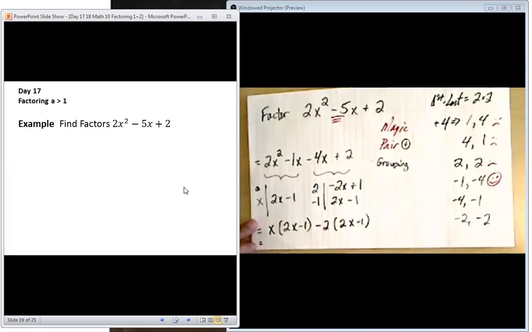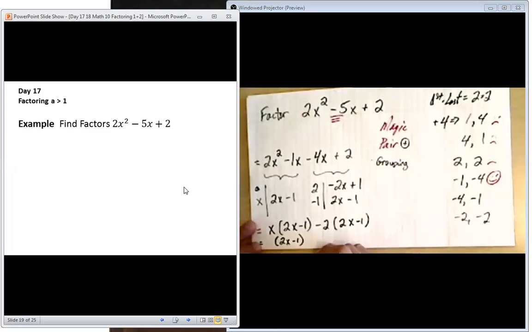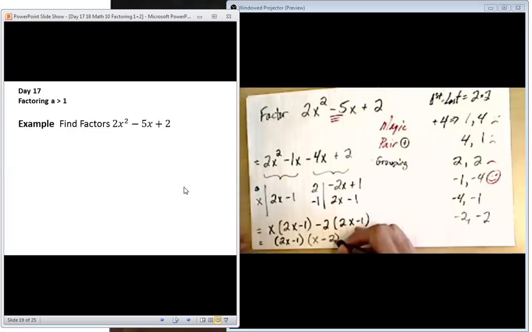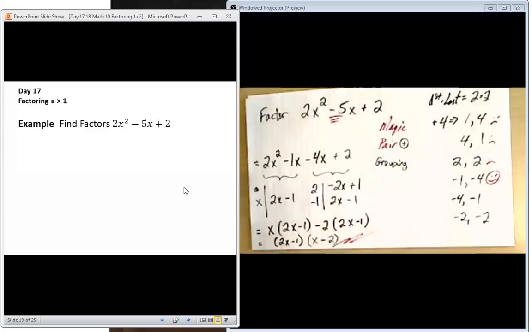Okay, I'll try it. 2x -1 goes in there first. That's the GCF of both. And what's left? X -2. And that, good people, finishes it off.